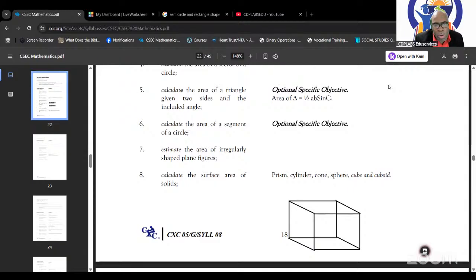Okay? Show me the edges. Count the edges and tell me how many edges does that box have. 1, 2, 3, 4, 8.